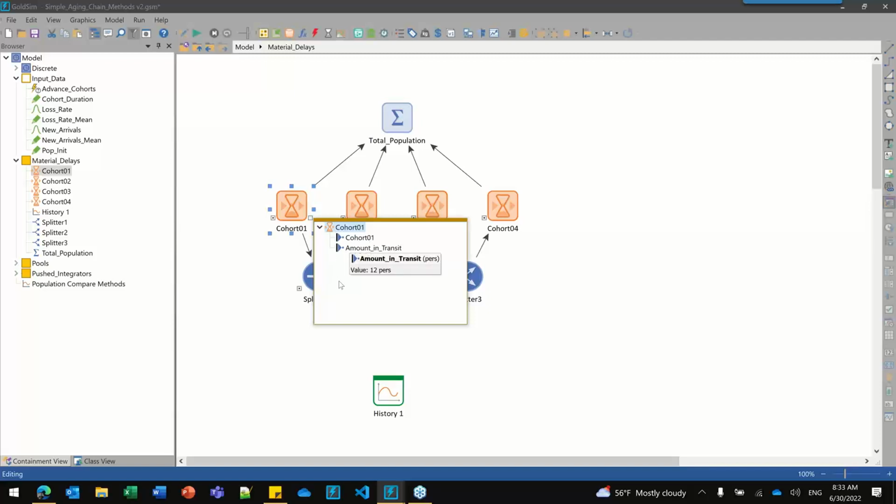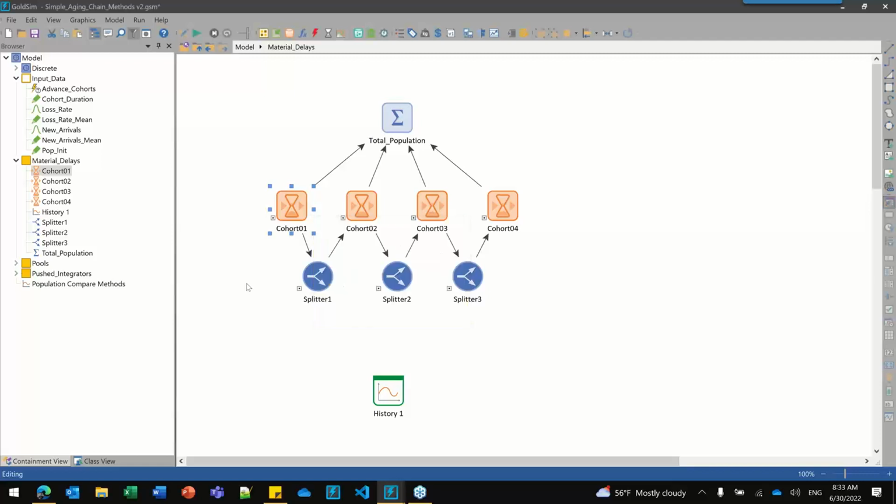So those of you that have worked with discrete or with material delays, you know that there's an amount in transit. That is the amount of material that is sitting on the conveyor at any point in time. And that will be an amount, not a rate, right? Because if you're putting rocks on a conveyor, it's that pile of rocks that's sitting on the conveyor while it's moving. And that is precisely the amount that we're interested in when we're doing a model. We want to know how many people are in that cohort during the simulation. And so the material delay is really nice for just conceptualizing that kind of a process of things moving through the system.